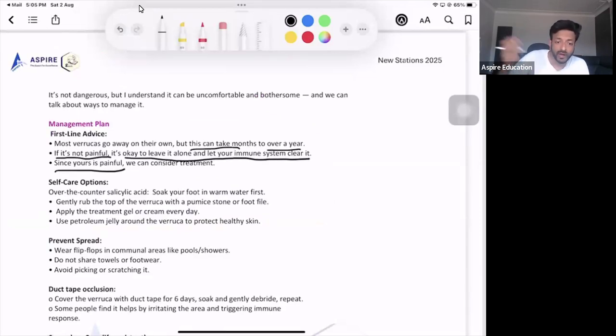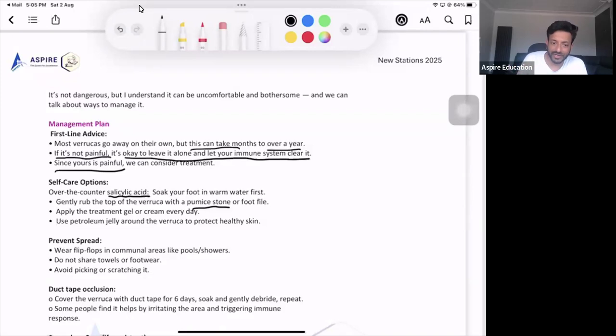So the treatment to offer is over-the-counter salicylic acid. Soak your feet in warm water first. Gently rub the top of the verruca with a pumice stone. The stone is a rough rock. I think you might have used it during a shower, we just use that rough stone on our feet to clean them up, or a foot file. So gently rub, and you can use the stone or the foot file to clear it up. So that's something that you can do.